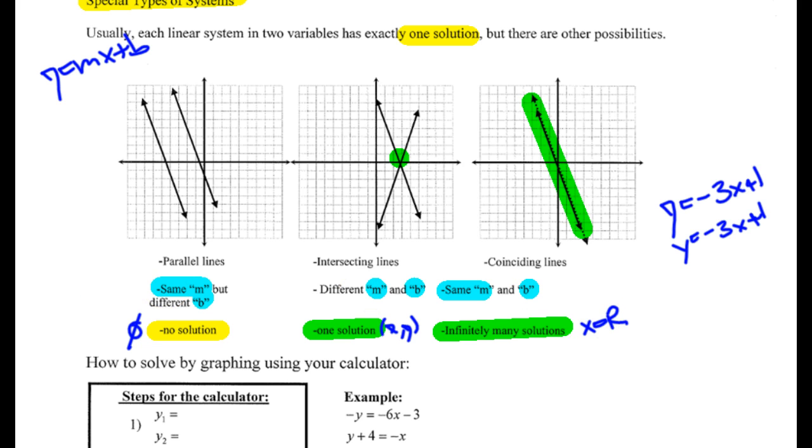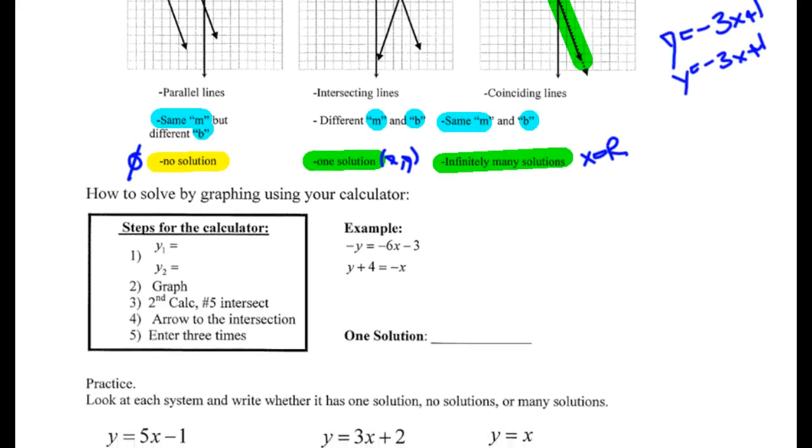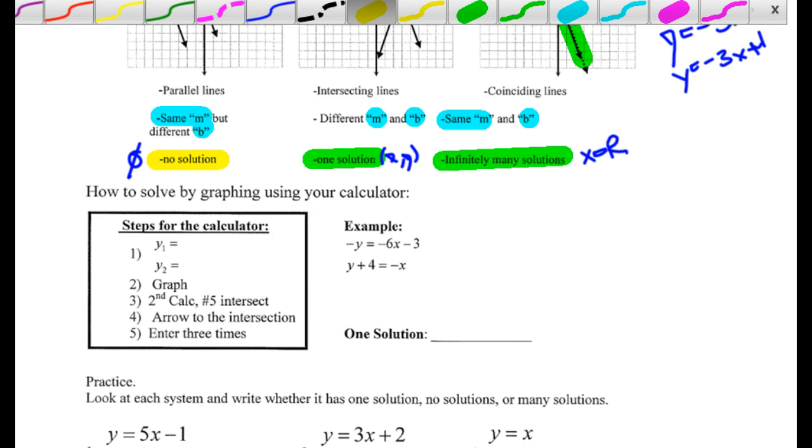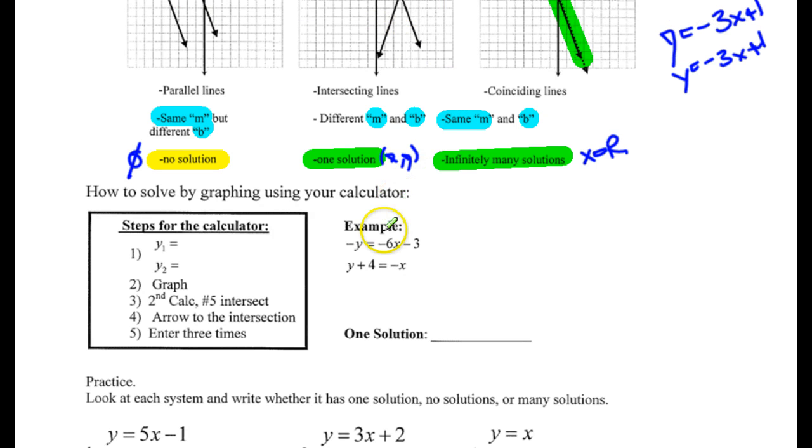Okay? Now, another quick thing to show you here is how to use your calculator to find the point of intersection, or the answer. All right? Last video you learned how to do it by hand. We can use our calculator to do it as well. Okay? It's good to know how to do it both ways. So here are the steps for the calculator. First, step one is you're going to graph both lines. And then you're going to hit the graph button. And then you're going to do second calc and tell the calculator to find the intersection.